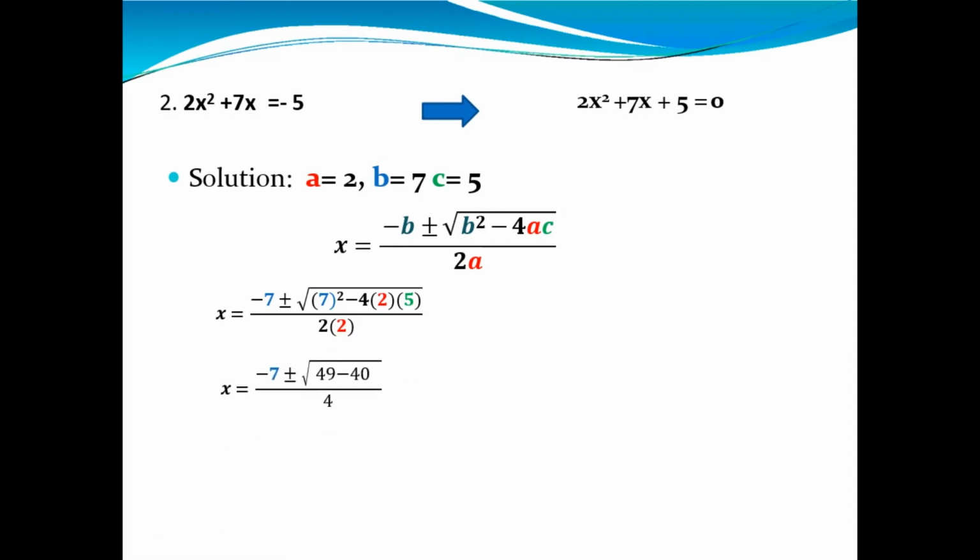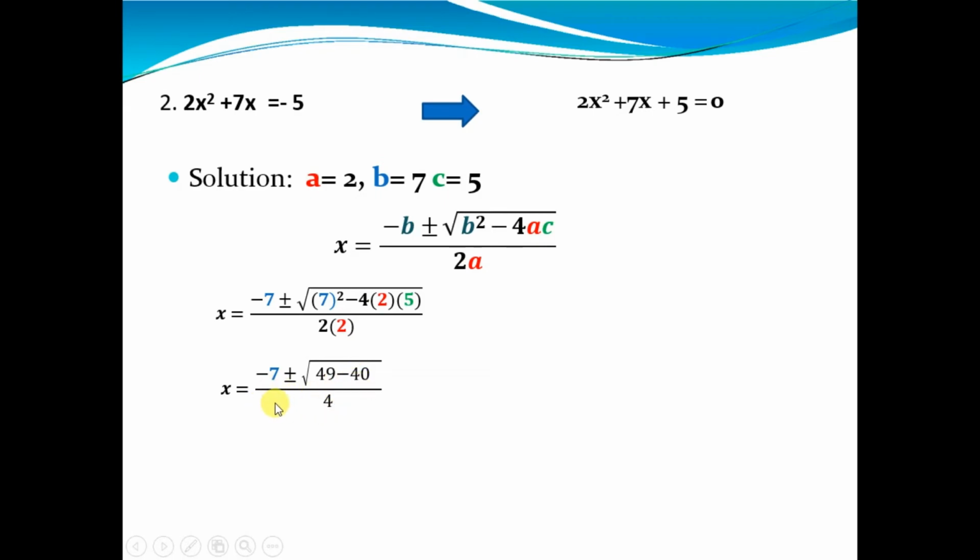So we have negative 7 plus minus the square root of 49 minus 40 all over 4. Now, as you can see, 7 squared here is 49, and then 4 times 2 is 8, and 8 times 5 is 40. So that is minus 40. Not like earlier where two negatives became a positive. Here, there is only one negative, which is negative 4. So therefore, our operation is minus, all over 4.